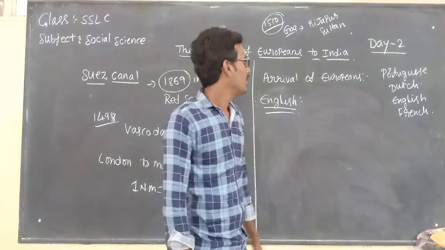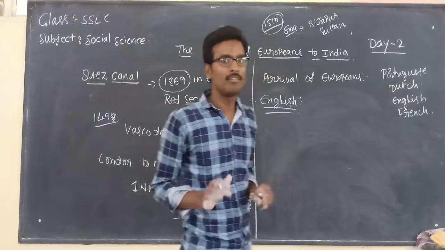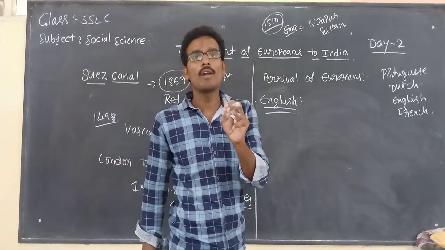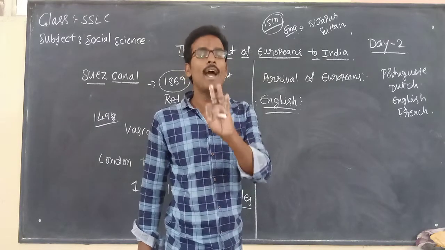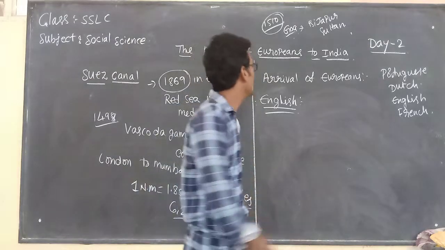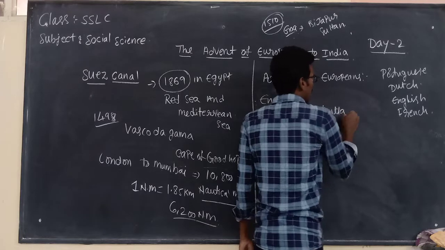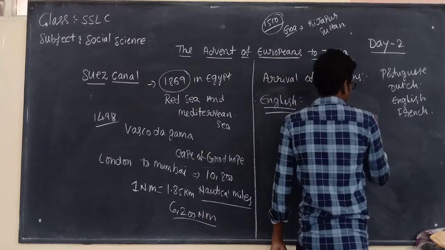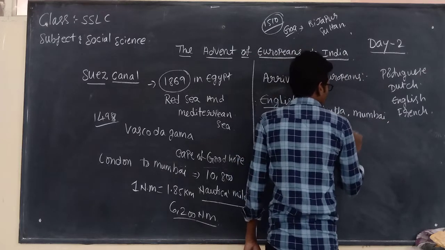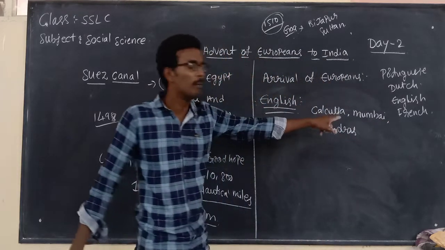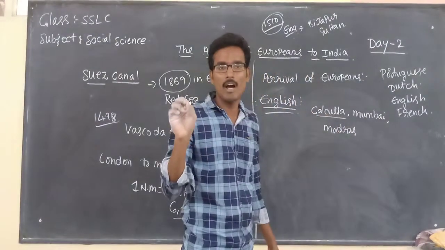Okay children, now we are going to discuss how the British arrived in India. Listen carefully. The important presidencies of the British in India are three places: Calcutta, Mumbai and Madras. Calcutta, Mumbai and Madras. These are the important three trade centers of the Britishers in India.